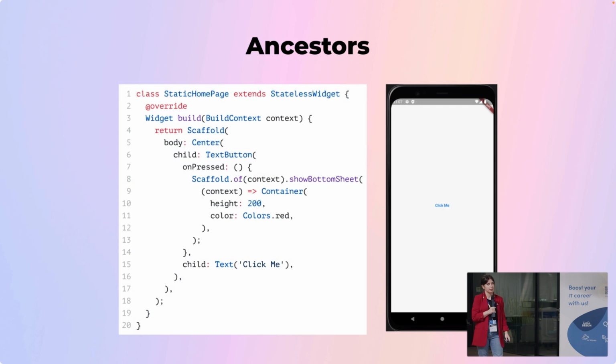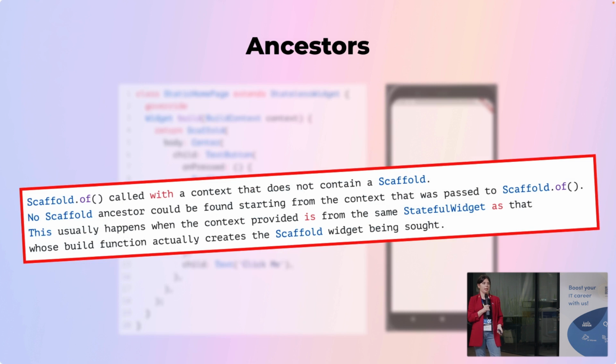Let's do this. Let's wrap this whole center thing into a scaffold. Now it should work, right? We run the code, we press the button, and we get the same error, right? What is going on in here? Why is that happening? We can see that there is a scaffold in our widget tree, but yet it still does not find it. Then let's take a look what's going on inside of the Scaffold.of method.